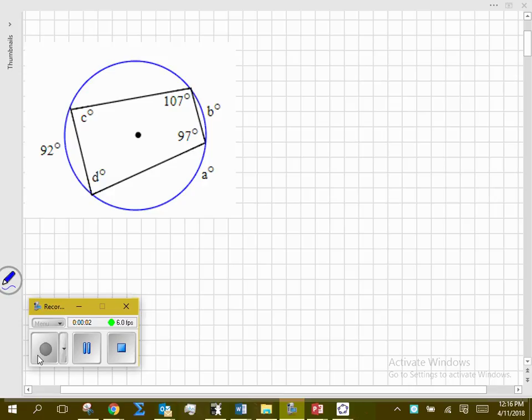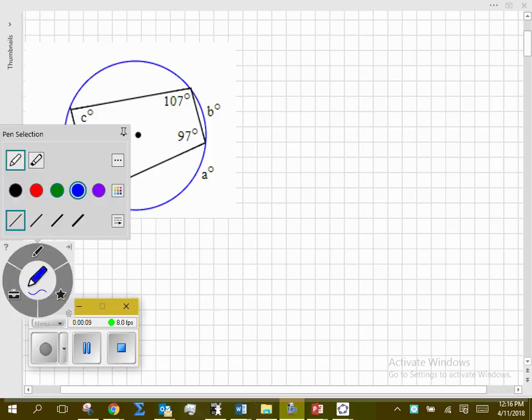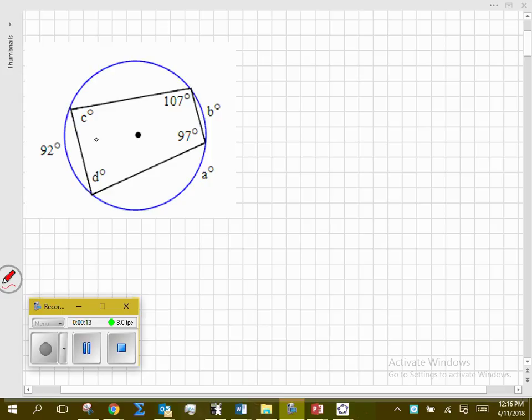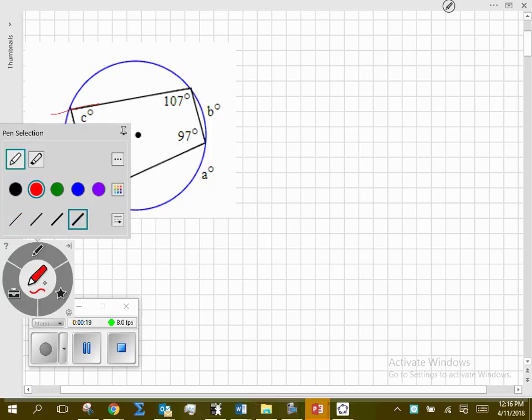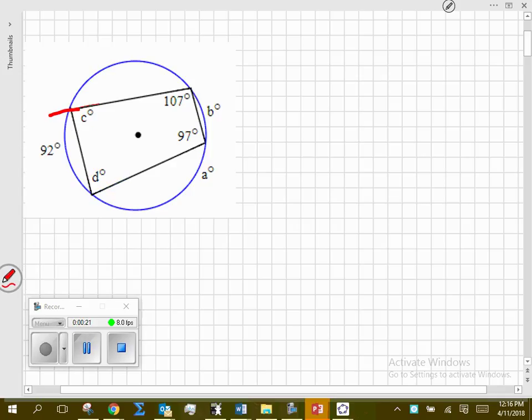All right, so how would you go about starting this question? Yeah, so you would times 107 by 2, because that will get you A plus 92. Okay, so you're looking at... Let me get a different marker here. So you're saying you're going to take that angle, 107, and times it by 2.